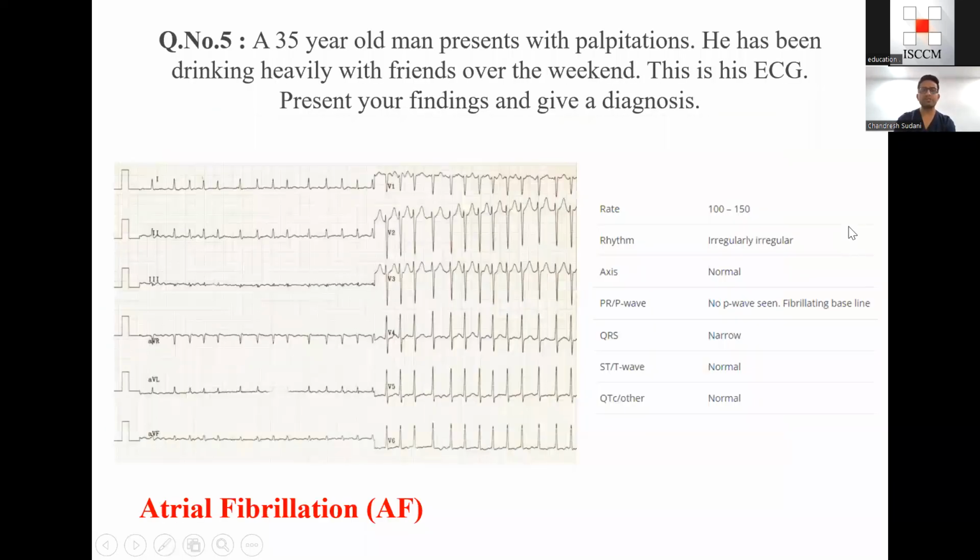Coming to the next question, a 35-year-old male presents with palpitation. He has been drinking heavily with friends over the last weekend, and this is his ECG. Here you can see this patient is having AF. Why? Because you look at the RR interval. If you consider almost 5 to 6 beats, all the RR intervals are irregular. And if you look closely, you will not find any P wave. The P wave is absent, no P wave seen, and there is a fibrillary baseline. So this is a classical case of atrial fibrillation.